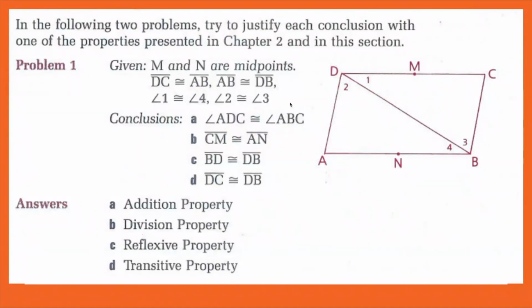For conclusion A, we can get this because of the addition property, because each triangle has to add up to the whole, which is 360. For letter B, we get the division property. For letter C, we get the reflexive property, which is what we just went over. And for letter D, we get the transitive property, which we went over earlier in chapter 2.